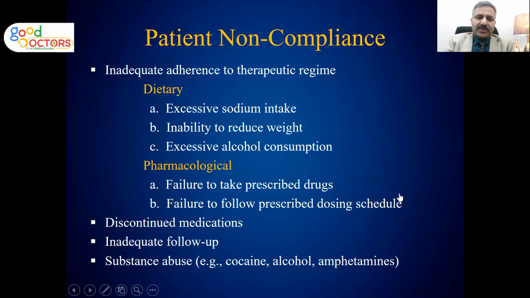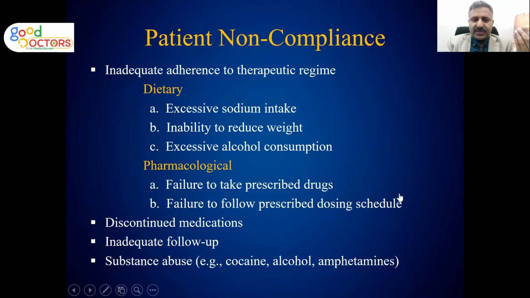So what could be the patient factors? For example, inadequate adherence to the therapeutic regimen. For example, in terms of diet, you're giving blood pressure medication, but they keep on taking excessive sodium and salt. They're unable to lose weight. They're consuming alcohol or other products which could increase blood pressure.